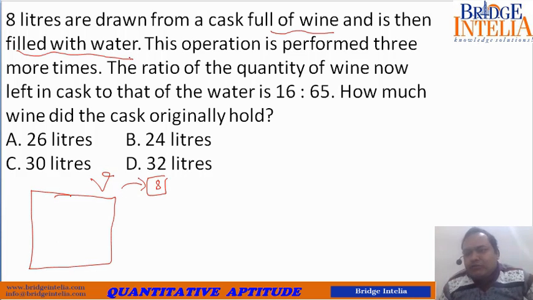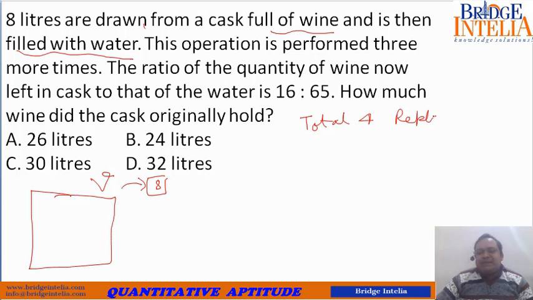Filling it back with water means you have kept the volume constant. You do not allow the volume to change. And this operation is performed 3 more times. So total 4 times the replacement has been done. What else is given in the question?